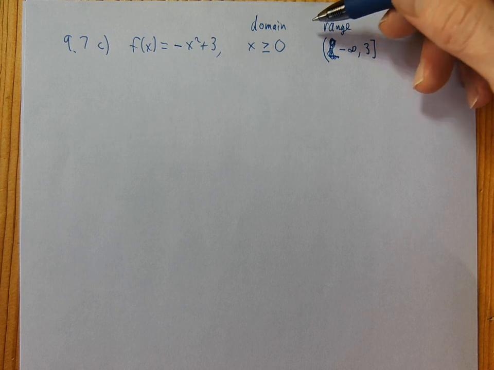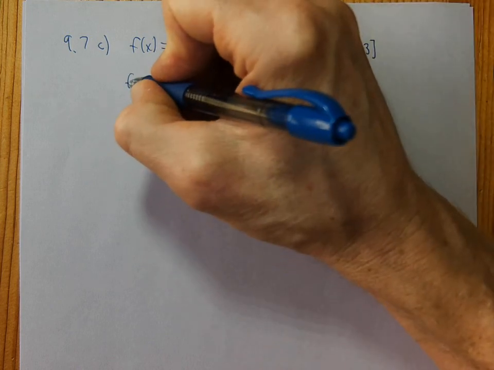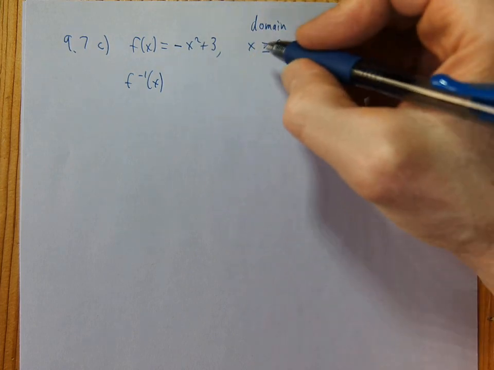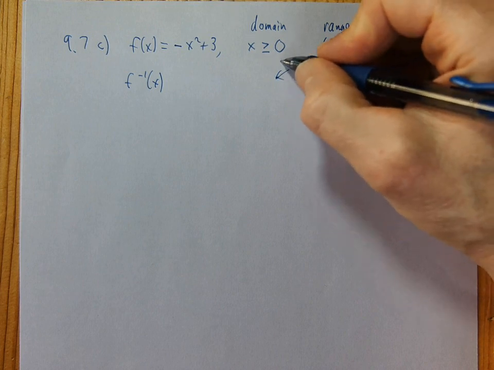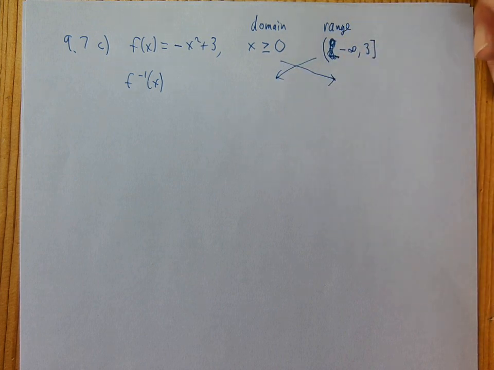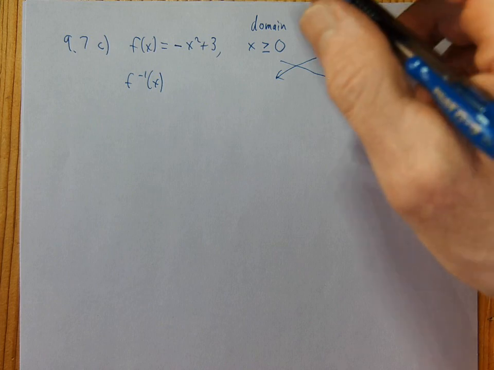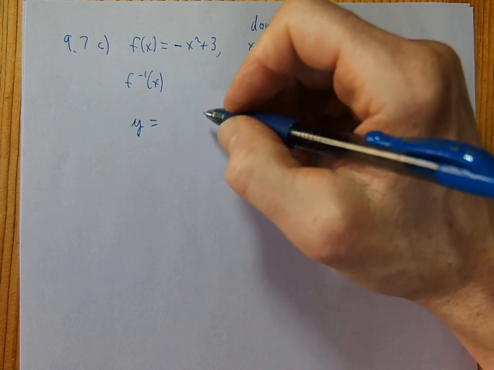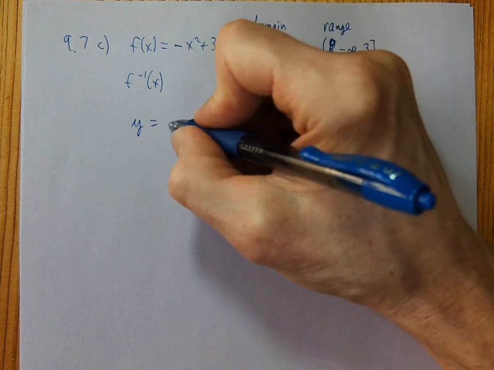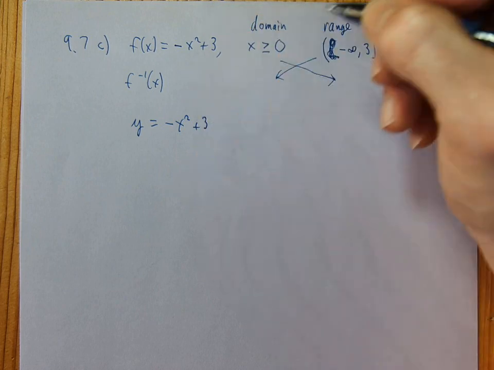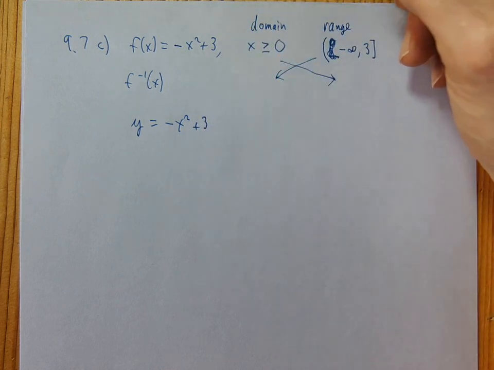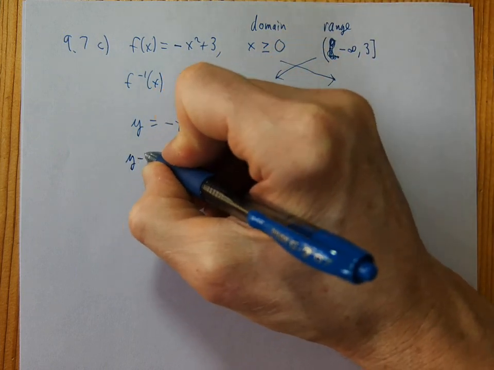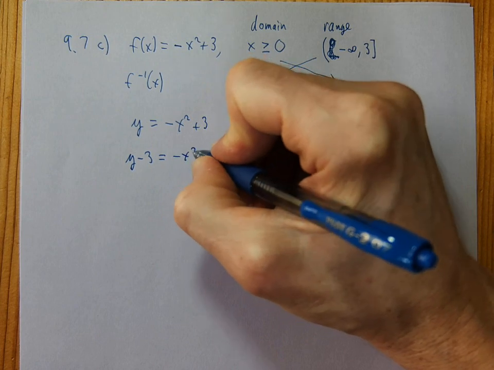So the inverse function, f negative 1 of x, the one that cancels this one out and we just get x back, would be switched. So the range is here and the domain is there. Okay, then to find it, we just call this y, just because it's easier to do math with y than f of x. So we say y equals negative x squared plus 3, and then you solve for x as a function of y. So we put the 3 on the other side, y minus 3 equals negative x squared.